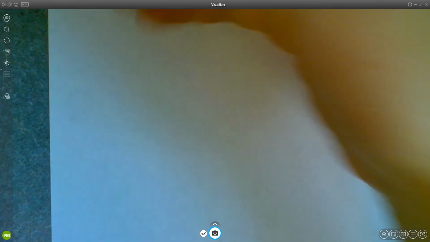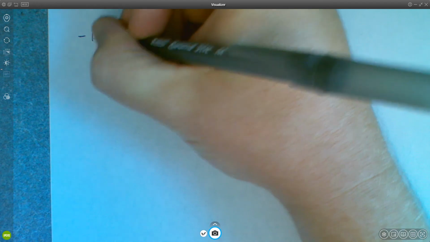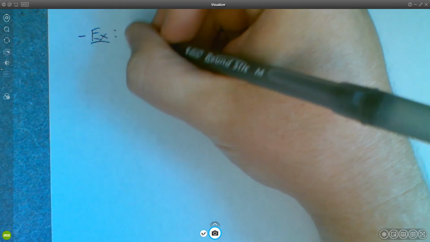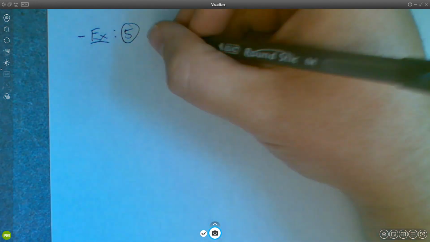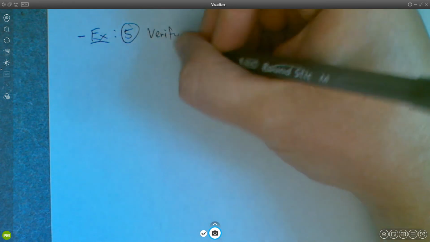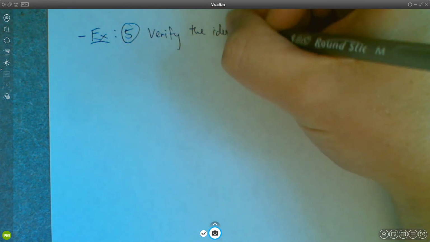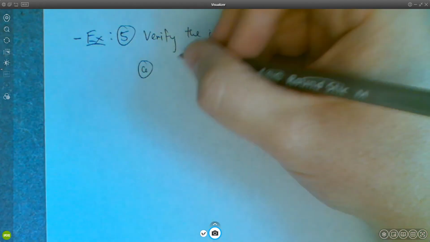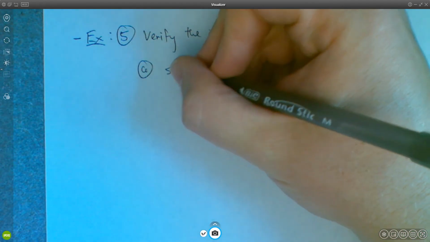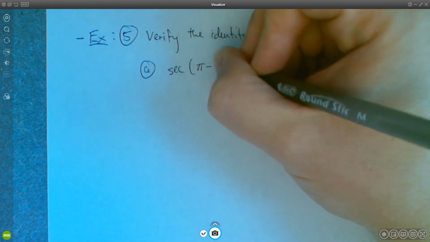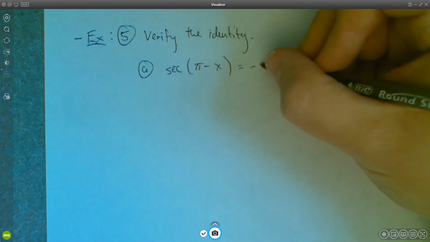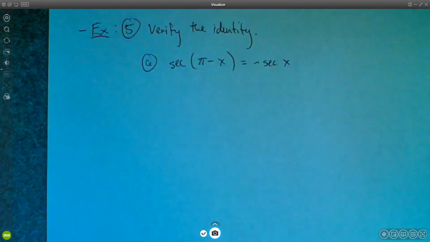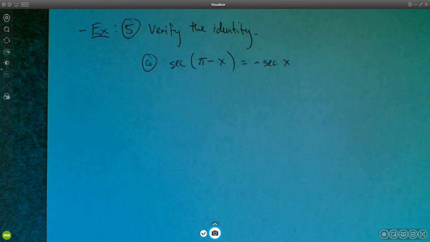Well, let me give you two more, and then we'll call it a day. So let's practice verifying some trig identities now that we have a few extra tools in our toolkit. So let's verify that secant. Oh, this is easy. I'll let you pause the video and see if you can do this one. So see if you can verify that secant of pi minus x is negative secant x.